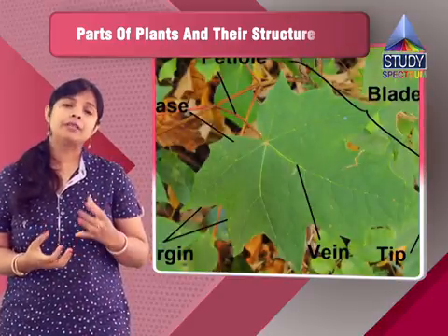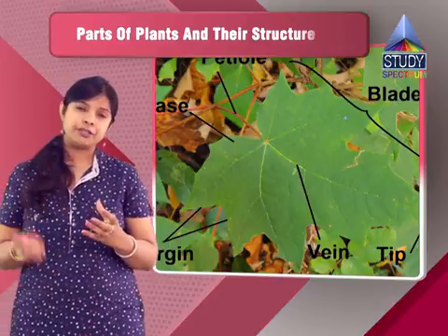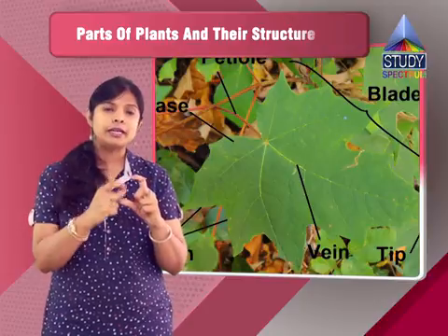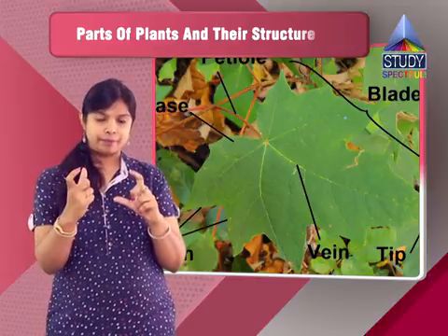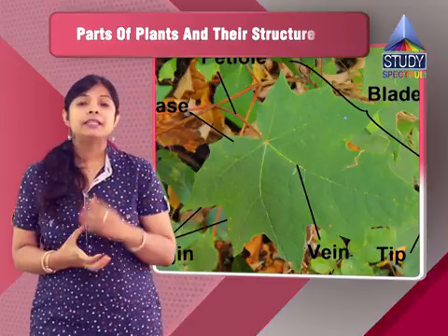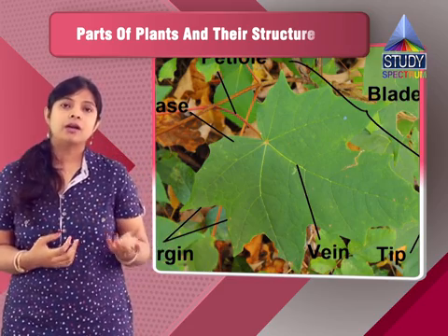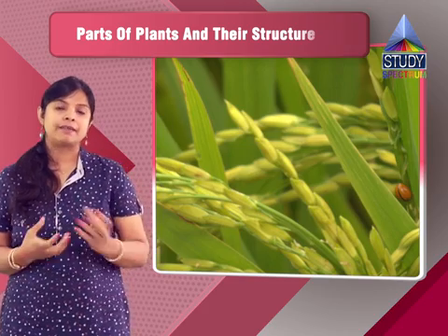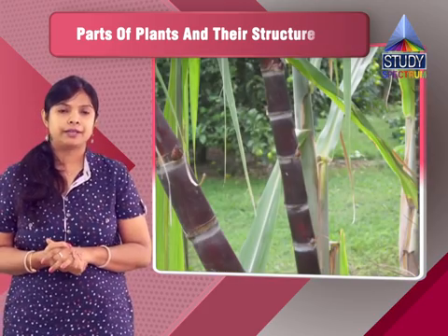If we start with the parts of the leaf with the petiole, there is a small stalk that connects the leaf to the node of the stem. This part is called the petiole. However, there are many plants in which the petiole is absent, like rice, maize and sugarcane.